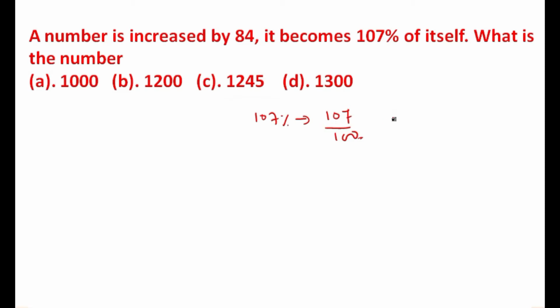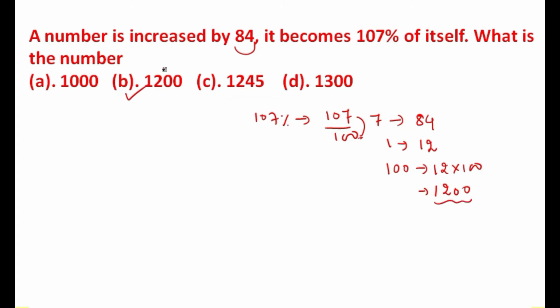Okay, but in the question it is increased by 84, whereas here it is increased by 7, which means the original number 100 is increased by 7, so it becomes 107, but in the question it is written that it is increased by 84. Getting my point? So 1 will represent 84 divided by 7, which is 12. Then what will 100 represent? Just multiply this number with 100. So we get 1200. Our answer will be 1200. B is the right answer.